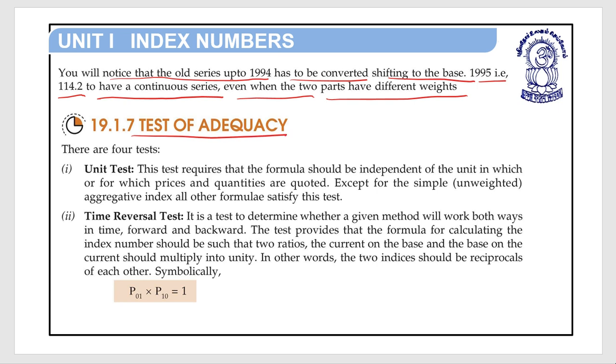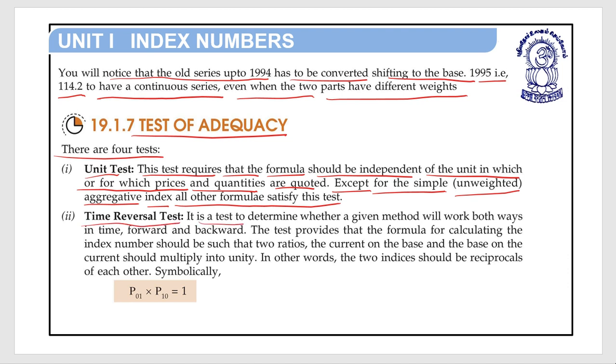Tests of adequacy. There are 4 tests. Unit test. This test requires that the formula should be independent of the unit in which prices and quantities are quoted, except for the simple unweighted aggregative index. All other formulas satisfy this test.